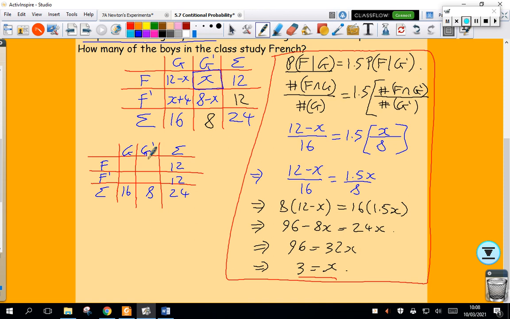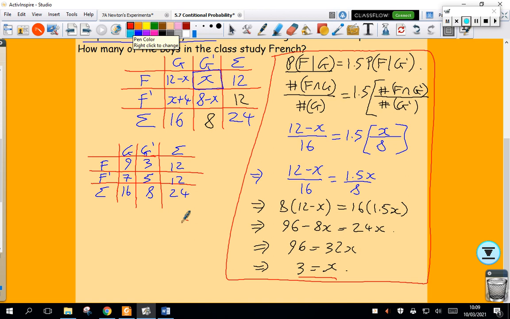G and G complement. I'm used to writing A and B. So F and G in this case. So F intersection G complement, that's X. We said that was 3. That has to be 9. That has to be 7. That has to be 5. Okay? Because 9 and 7, 16. 3 and 5, 8. 9 and 3, 12. 7 and 5, 12. That's my contingency table.